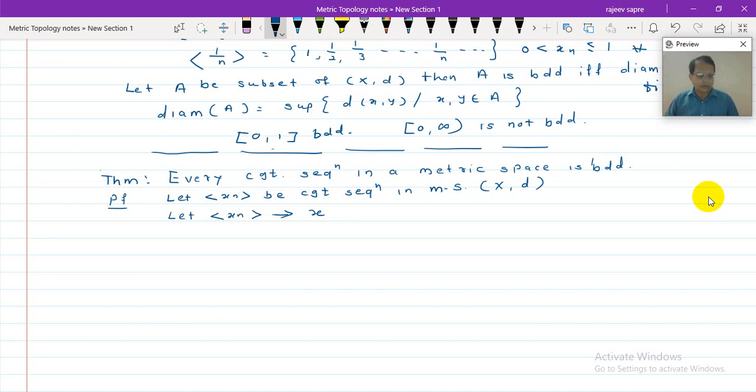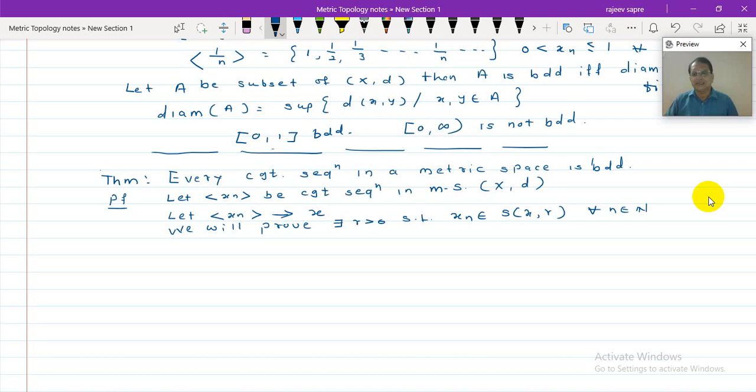Okay, so what we will prove is this. We will prove that there exists r greater than 0 such that xn belongs to Sxr for all n belonging to capital N. What does it mean? All the terms of the sequence belong to this open sphere.